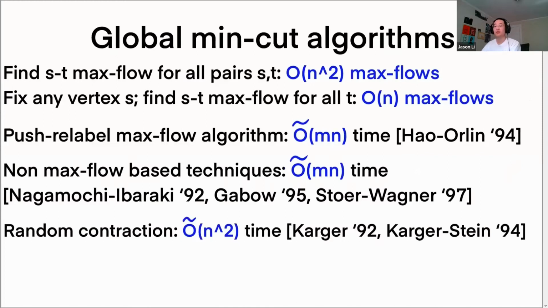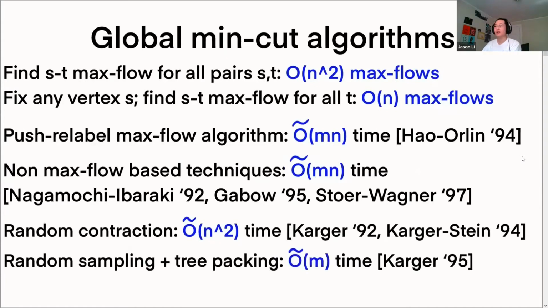But for these algorithms, the best running time is also mn, until Karger came along and introduced the idea of randomization to the problem. His famous randomized contraction algorithm runs in time roughly n squared. He also has an algorithm that essentially runs in near linear time, based on random sampling for graph sparsification plus a tree packing approach. And this essentially is optimal up to polylog factors.